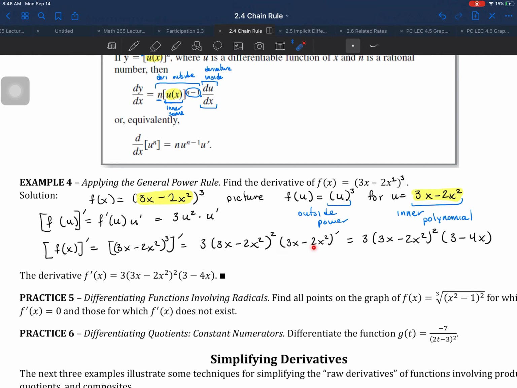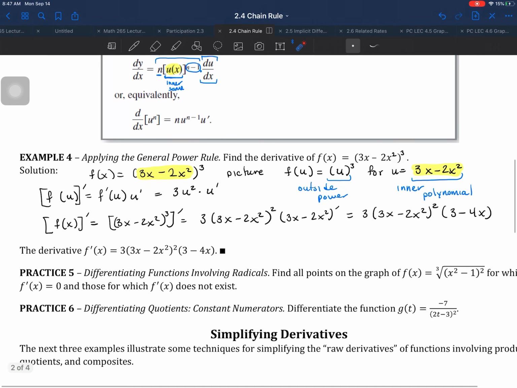That's when you deal with the inside. Here you just copy and paste it. Here you have to take the derivative of it. Now everything is good except that we just have to come back and finish this part. So 3 times, leave the inside as it is, put the 2 there, and then take the derivative of this. This will be 3, this will be negative 4x. And there you go. I apply the derivative of the outside, multiply by the derivative of the inside, and then I just finish my last note here. So that's how we do this.